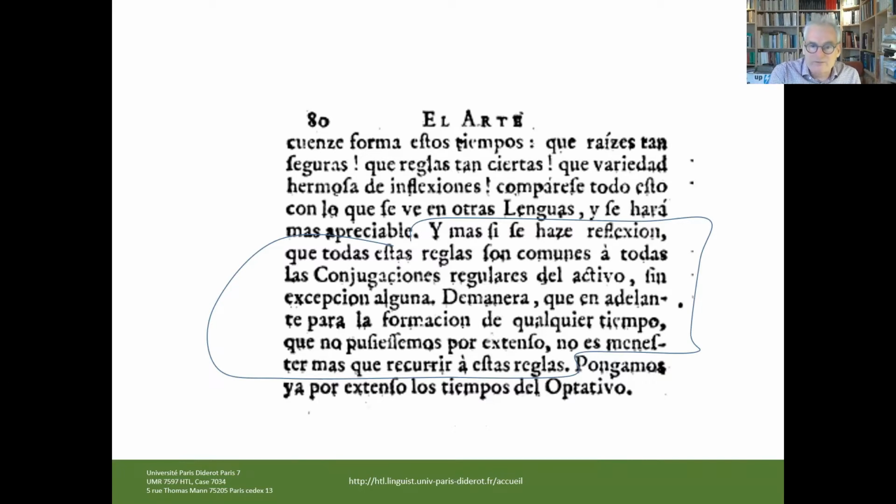Regulares again, active, and then you find again this approach. No es menester más que recurrir a esta. You must know first all those rules here, and this language does not have so many irregularities. So this is again the idea of universal, of común. That is the status of a rule according to many grammarians. But we'll see soon in the Philippines that it's completely the opposite.